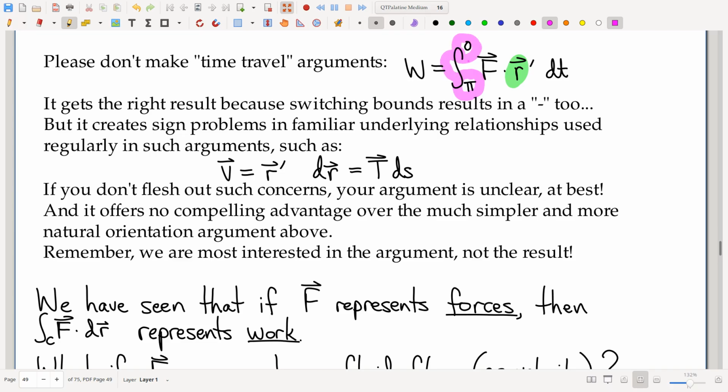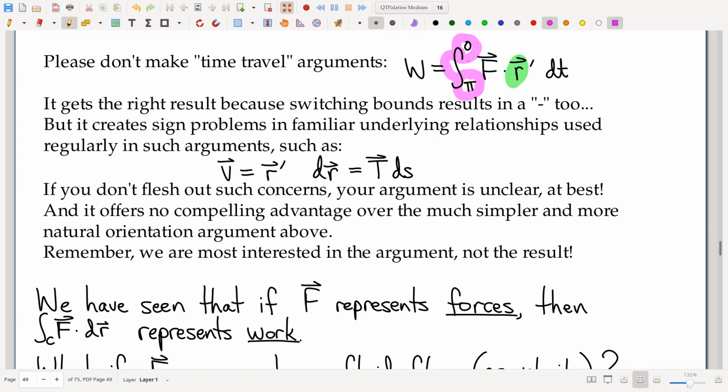Okay, well, here's the thing. I mean, yes, that will get you to the right answer because, in fact, switching the bounds does introduce a minus sign, and as we just discussed, the minus sign is what you need to get to the right answer. But again, it doesn't matter. The answer is not the thing. The argument is the thing. Okay, so what do we make of this? What's the argument underneath all of this?